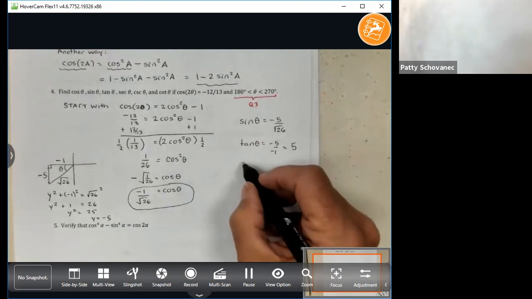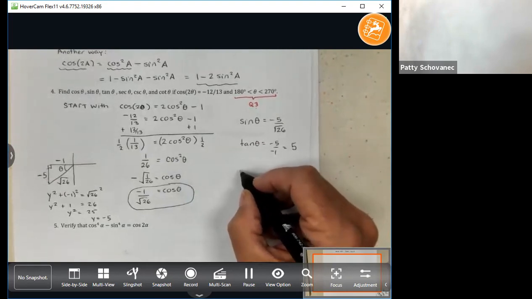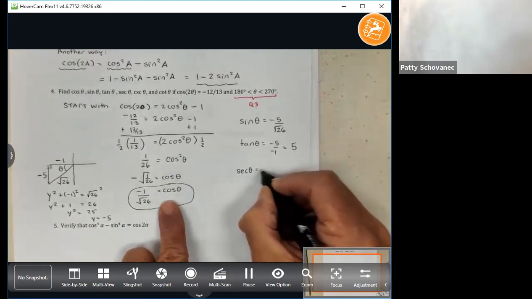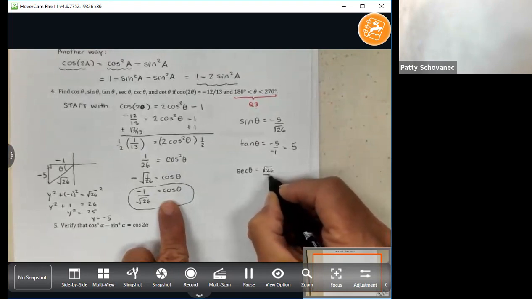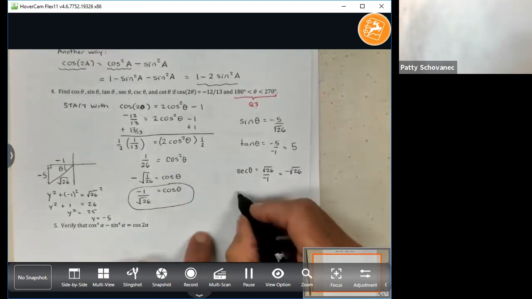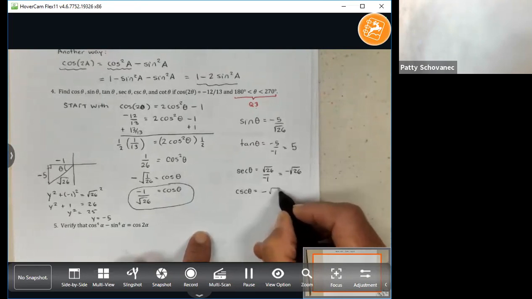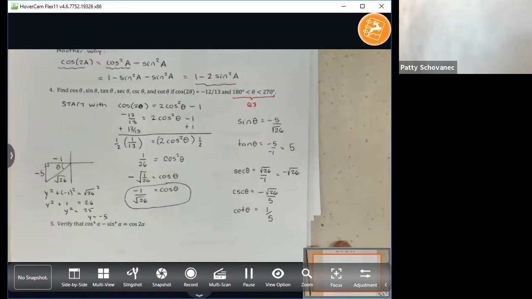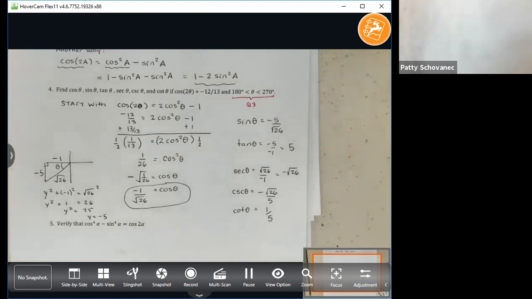All right. Then let's start flipping these over. Flip over the cosine to get the secant. Flip over the sine to get the cosecant. And flip over the tangent to get the cotangent. Okay? Once you get one, the rest is pretty quick.